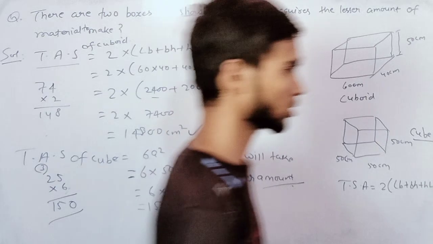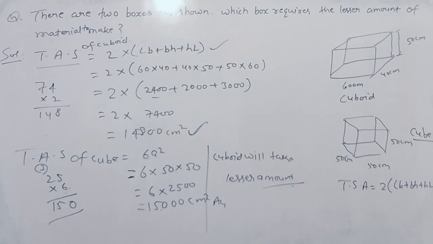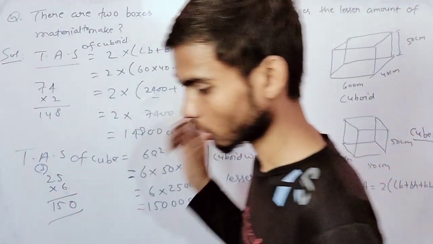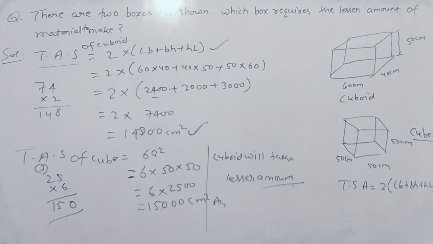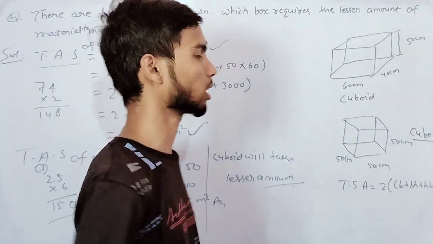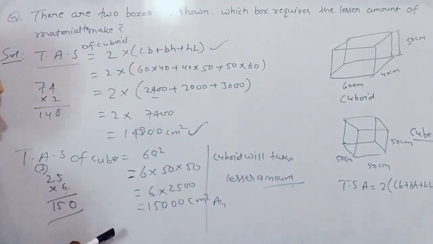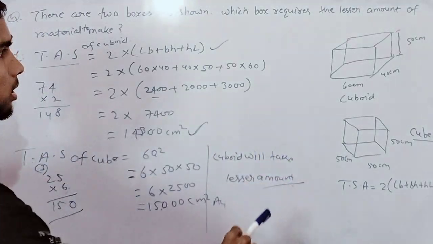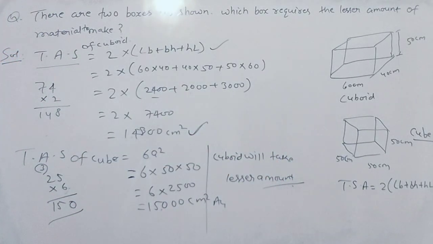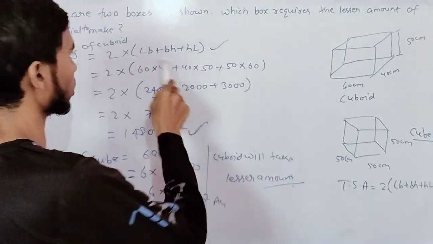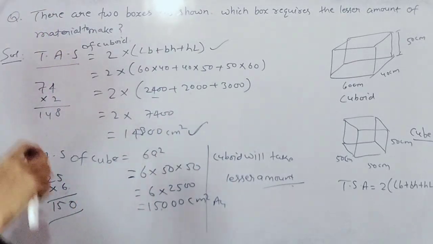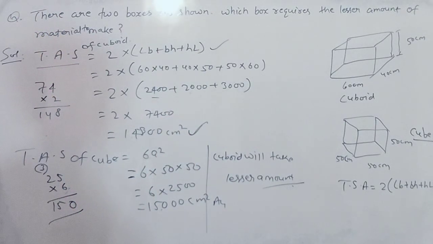Now next question. Just have a look. After a few seconds I will erase it. In this question we found the total surface area of a cuboid, then the total surface area of a cube, and saw which has less area. So of course it will take less amount to make it. We applied this formula, 2 into LB plus BH plus HL. It is a surface.